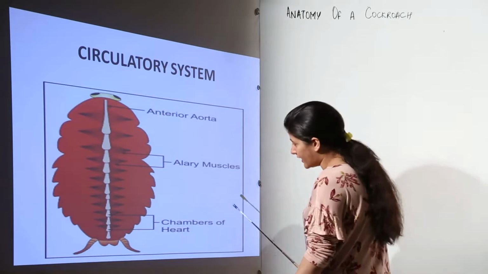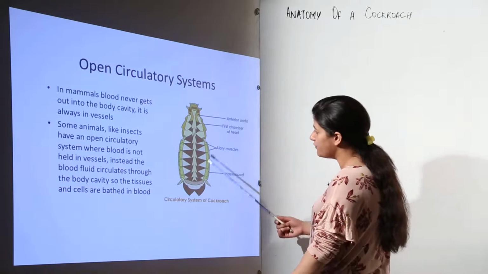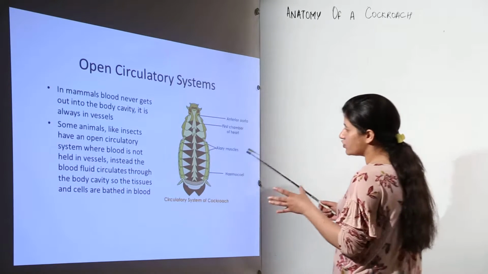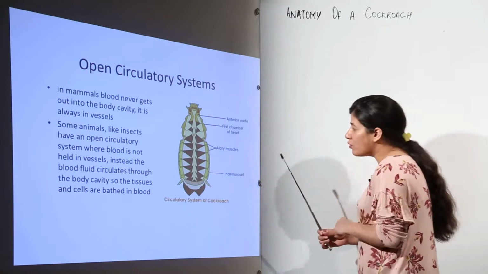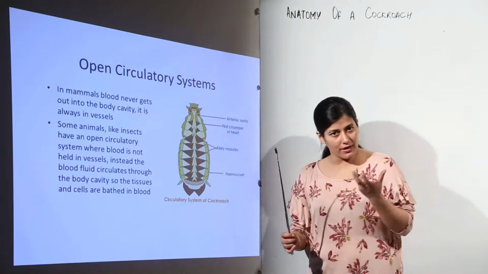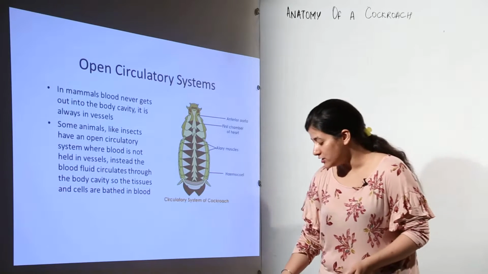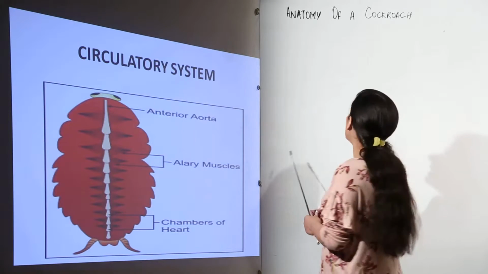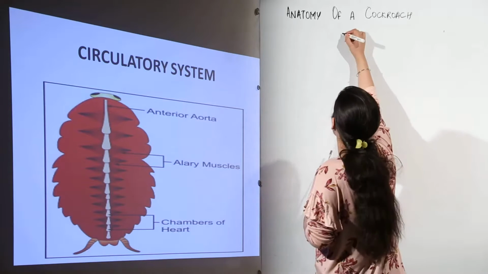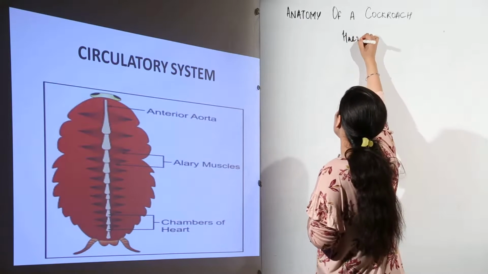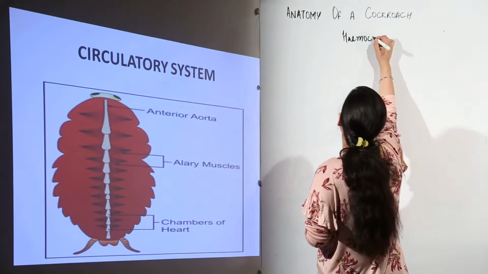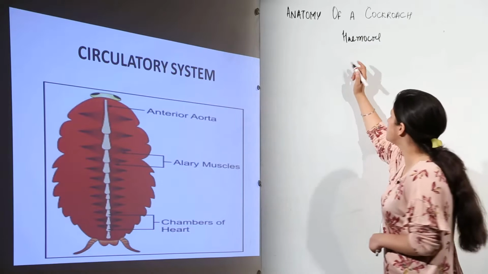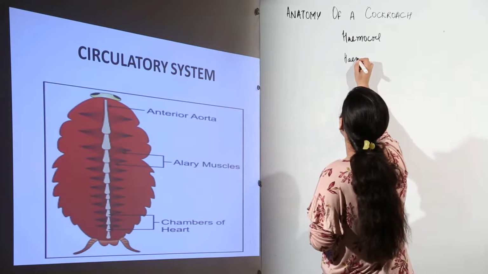In the previous slide, as you can see, this is a cockroach that is being shown, and they have tried to show you sinuses. Now, what are sinuses? Sinuses are the empty spaces inside which you find hemolymph. Now, what is hemolymph? There are a few terms that you need to be aware of. There is a thing known as hemocoel. Hemocoel is the cavity inside which you would find hemolymph.